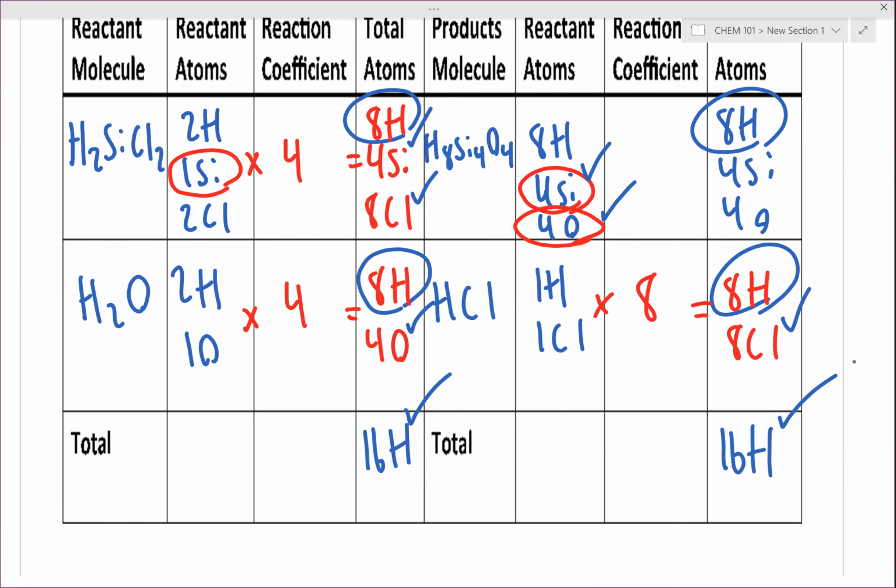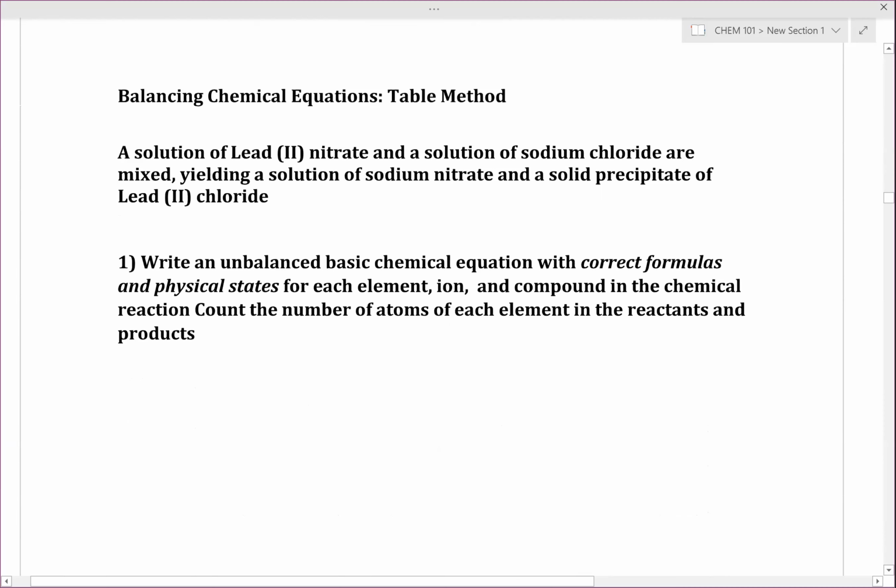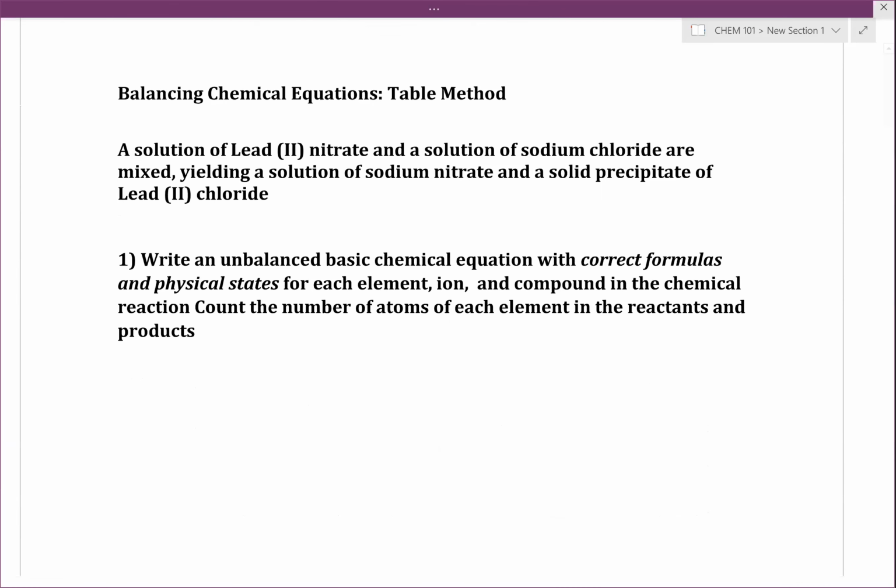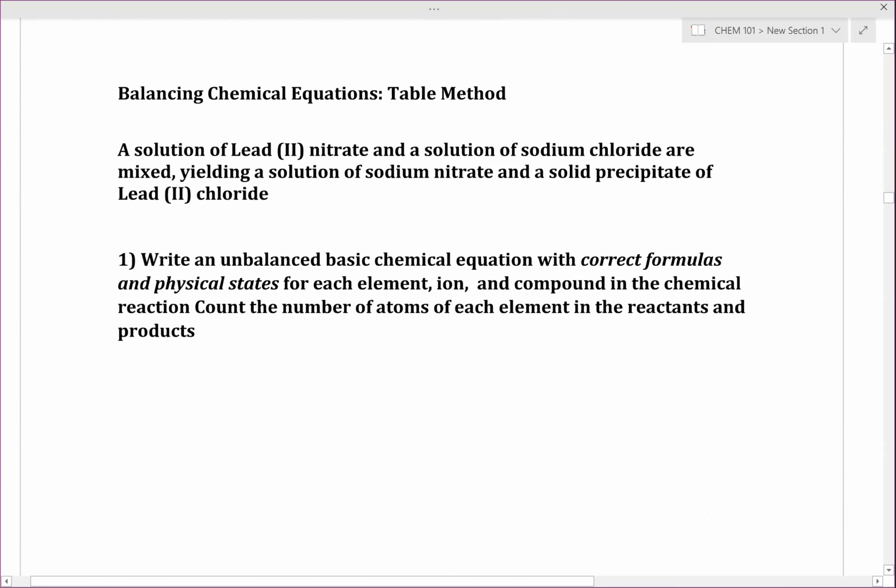Okay. So let's do a few more examples. I left some additional space just in case you take a little bit longer to go through the table method, or if you want to rewrite your table. So that's why there's some extra spaces in the notes.